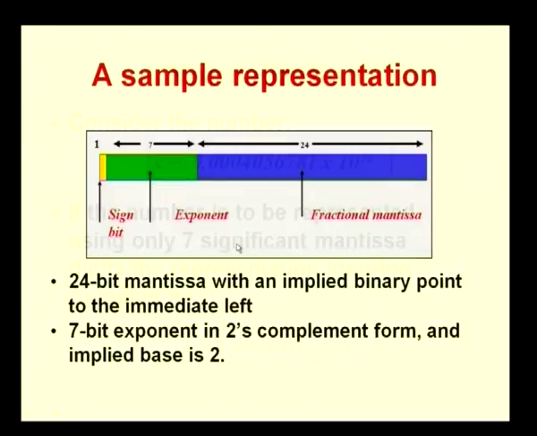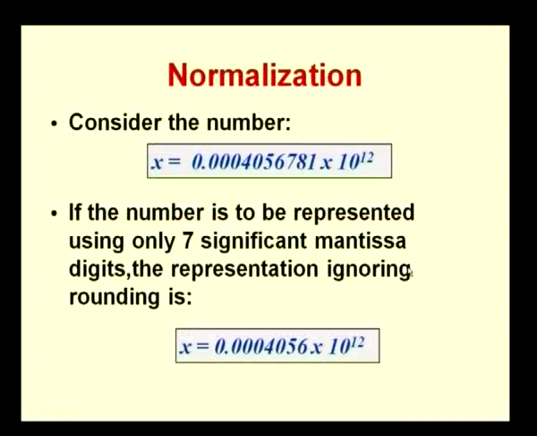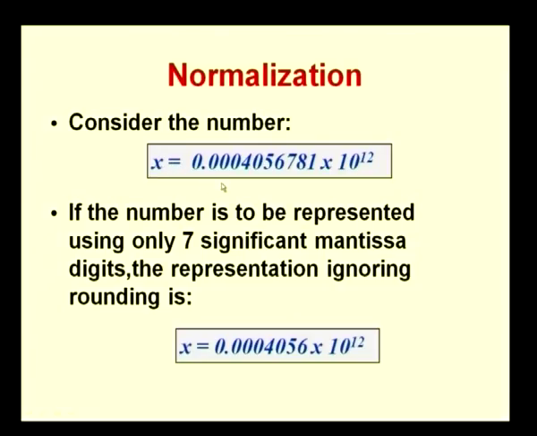When we deal with floating point numbers, we often find that there is a concept called normalization that is normally used. Let us understand what we mean by this normalization. Let us take this number, just a decimal example: x equal to 0.000405678 into 10 to the power of 12. If I am given only 7 significant digits to represent the number, which means I can't have more than 7 digits in this mantissa portion, this number will be truncated and represented as 0004056, assuming that I am not doing any rounding off.